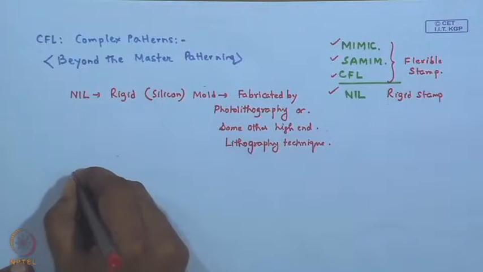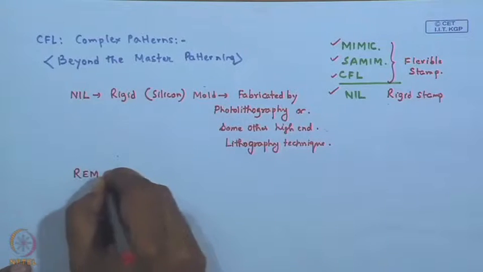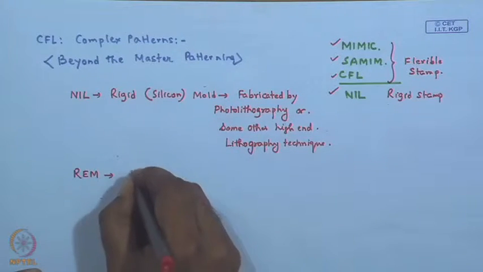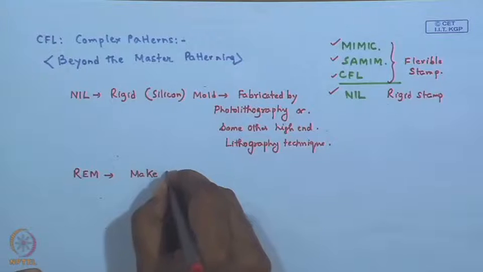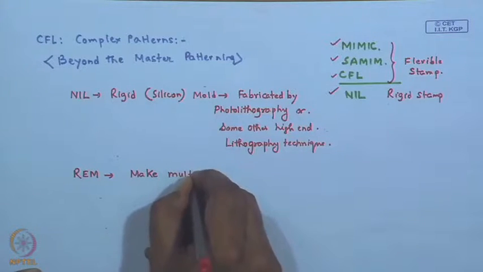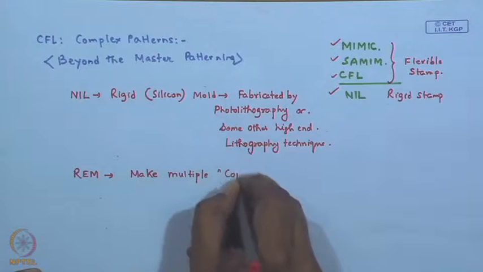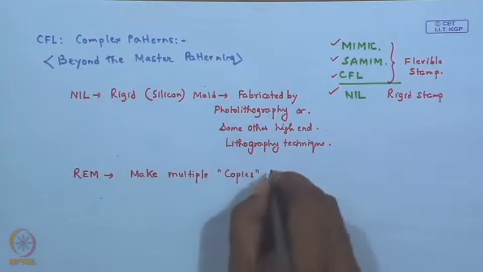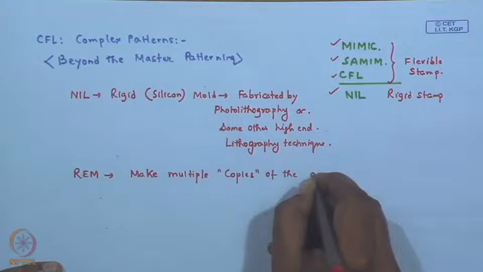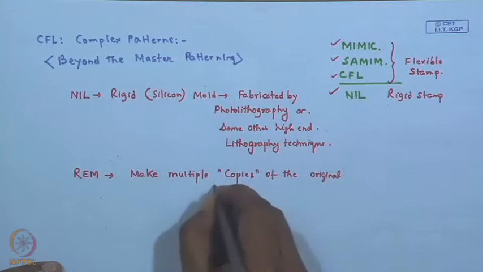The other critical issue that emerges, so even if you start producing, let us say in most soft lithography group of methods, since you use a flexible stamp, once you have one lithographically fabricated master, you can then go on producing it by replica molding. This is a method by which you can make multiple copies, like a Xerox machine maybe, of the original pattern.